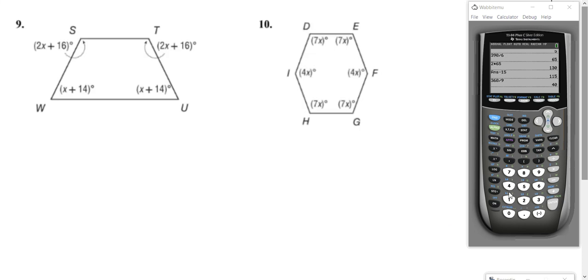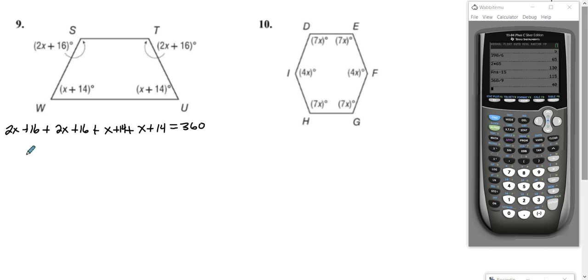All right, now let's do numbers 9 and 10. These are basically the same. This one, again, 4 sides, so we already know the answer. The sum is 360. So let's just write this one out. Oops, that is not right. 2x plus 16 plus 2x plus 16 plus x plus 14 plus x plus 14 equals 360. Okay.